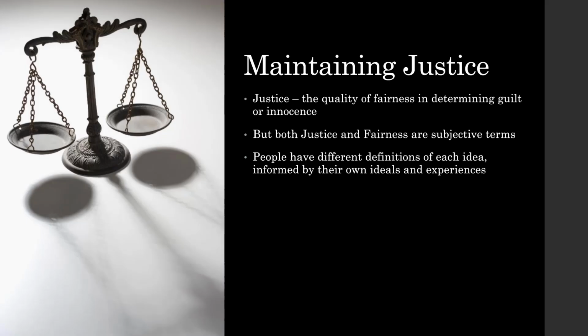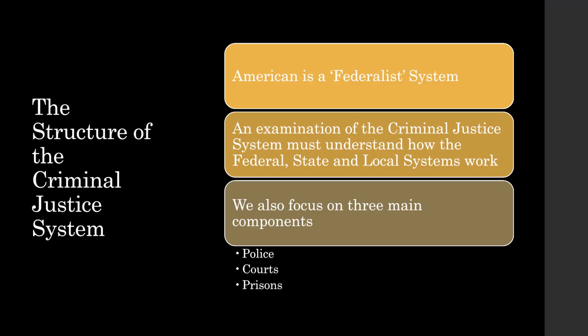Okay, maintaining justice. Let's talk a little bit about justice before we get to discretion and ethics and a few things like that. Justice is the quality of fairness in determining guilt or innocence. Both justice and fairness, though, are subjective, not objective terms. People are going to have different ideas of what is just and what is fair, and that's going to be informed by their own ideals and their own experiences.